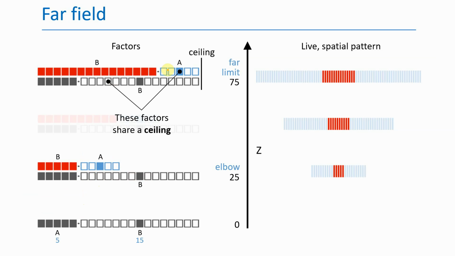Two factors can also share a ceiling. At the far limit, live factor A shares a ceiling with static factor B. This means that the live subchain, which includes factor A, is the same size as the static subchain, which includes factor B. Note that the metaphor is pretty apt in that one factor's floor is usually another factor's ceiling.